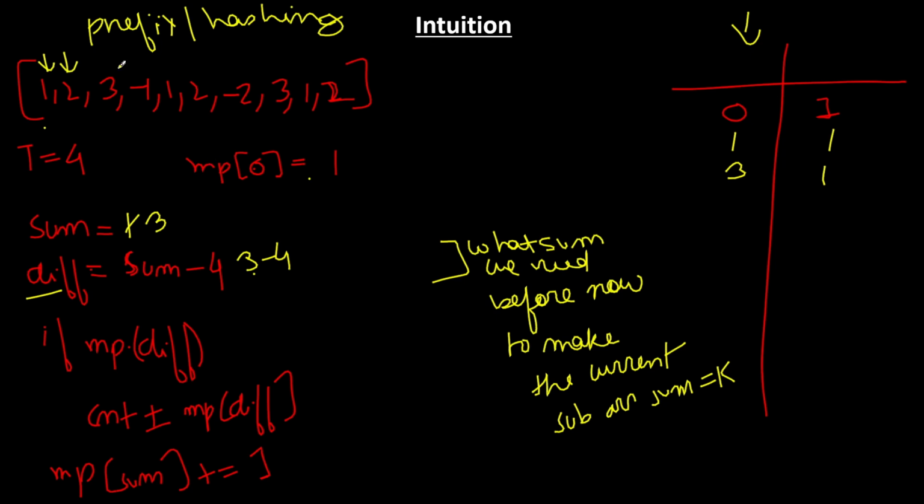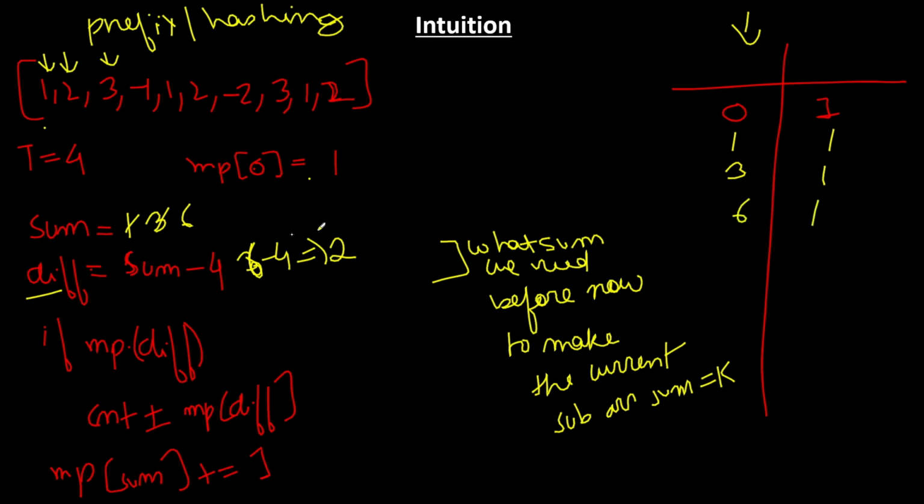Now we will move ahead. Now we are in 3. Now our sum is 6. Right? Great. Now 6 minus 4 gives us 2. Now we will check whether we have 2 in our map. No, we don't have, right? So we just store 6 with its count as 1.